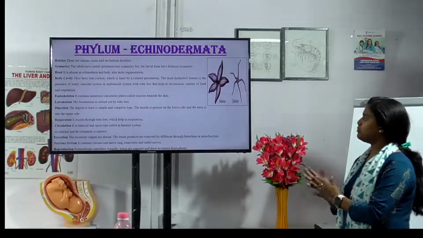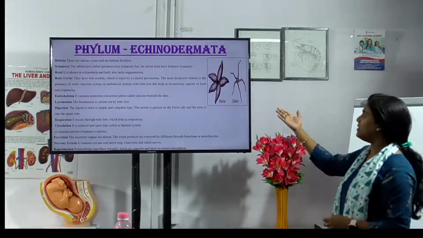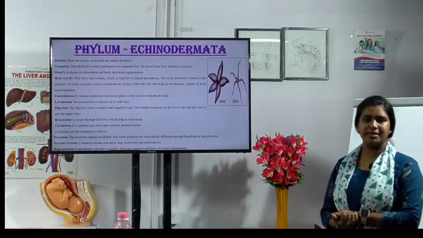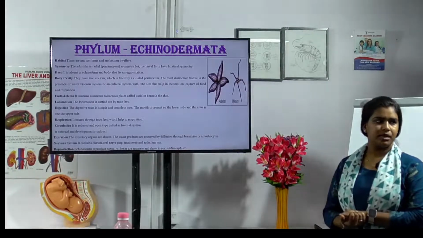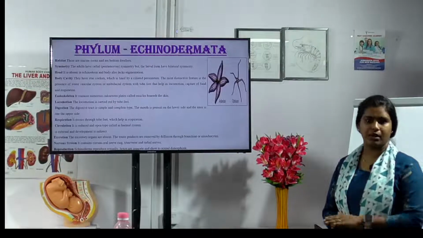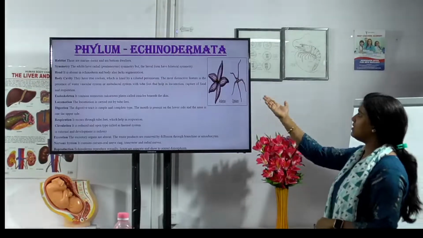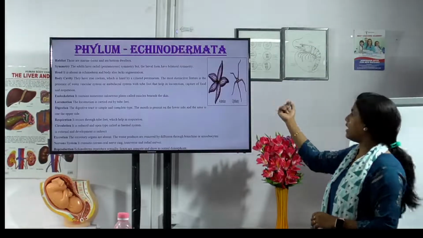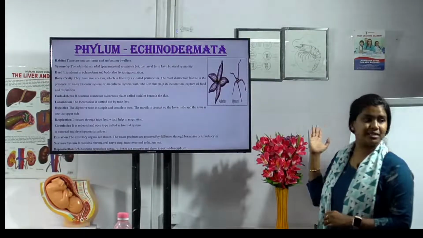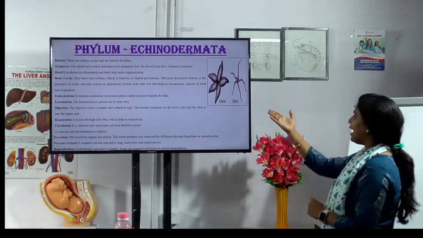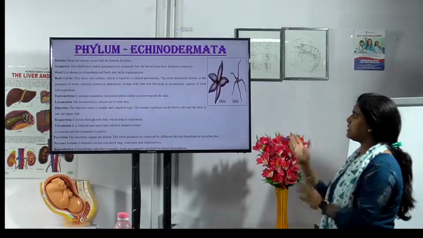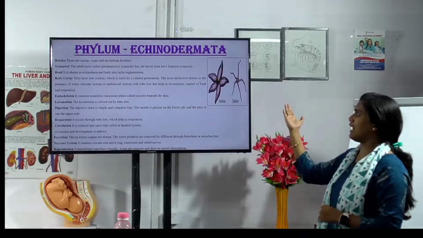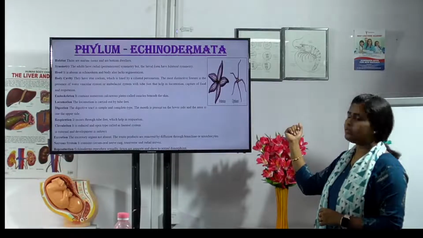And these are found in marine habitats only, and they are bottom dwellers. Dwellers means they live at the bottom, okay. They have radial symmetry, but in the larval young stage they are bilateral, for example starfish. The head is absent in echinoderms, and the body lacks segmentation.